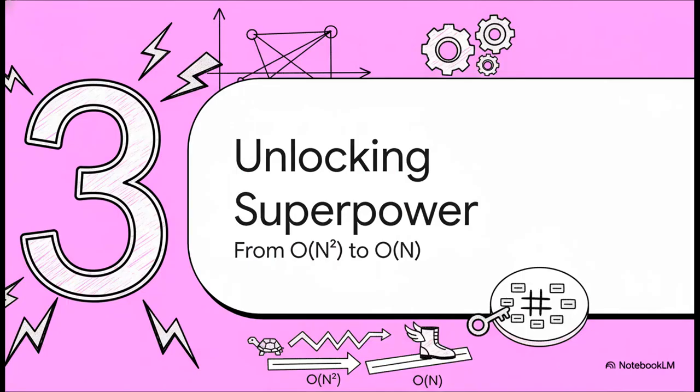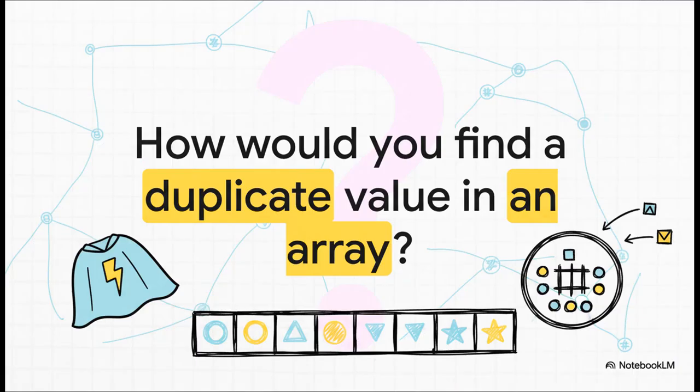Okay, this is the fun part. Now we're going to see how a simple change in our thinking, powered by choosing the right data structure, can transform a super slow O of n squared algorithm into a lightning-fast O of n. This, right here, is where you unlock that superpower. So here's a classic problem. Find the first duplicate number in a list of numbers. Seriously, take a second and just think. How would you solve this? For most people, the first idea that pops into their head leads them straight to the slow solution.